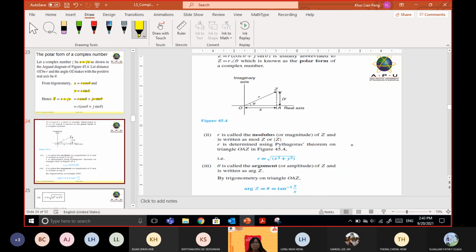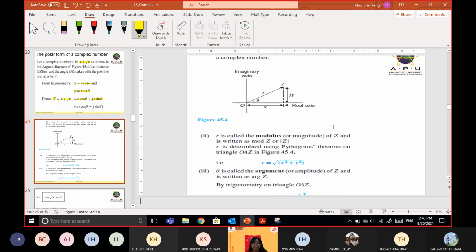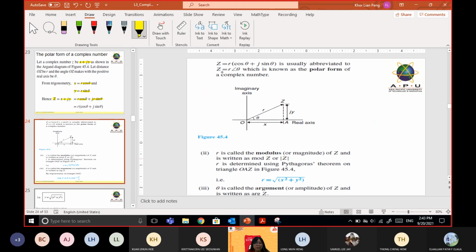Okay, and this is the polar form. And when it comes to polar form, we can abbreviate it as r angle theta. So this is our polar form.